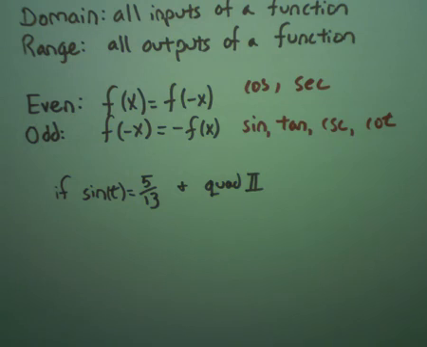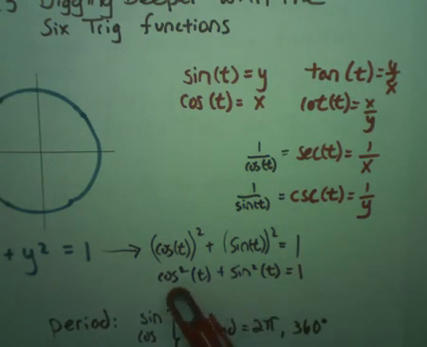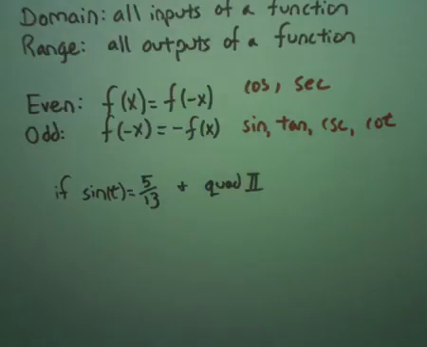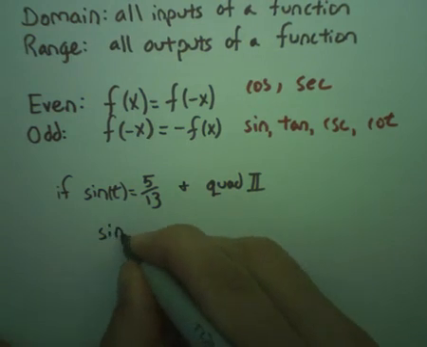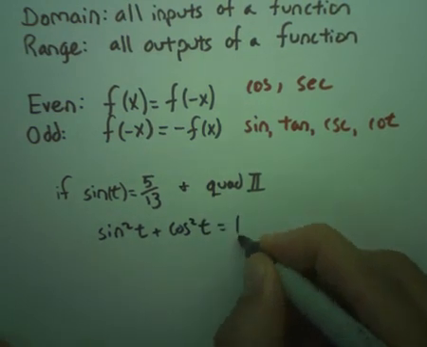But if we could figure out cosine, then we'd really have sine and cosine, we'd have x, we'd have y, we'd be able to figure out everything else. And one other reminder from the intro is that sine squared plus cosine squared equals 1, and that just comes again from the fact that the unit circle is defined to be x squared plus y squared equals 1. So we've got that sine squared plus cosine squared equals 1.